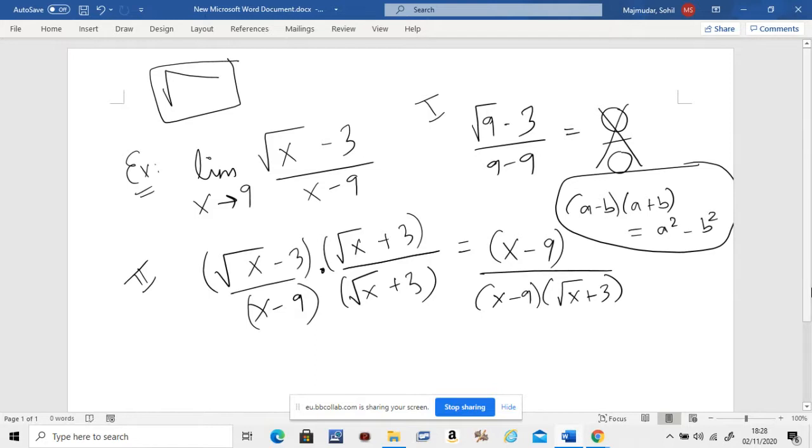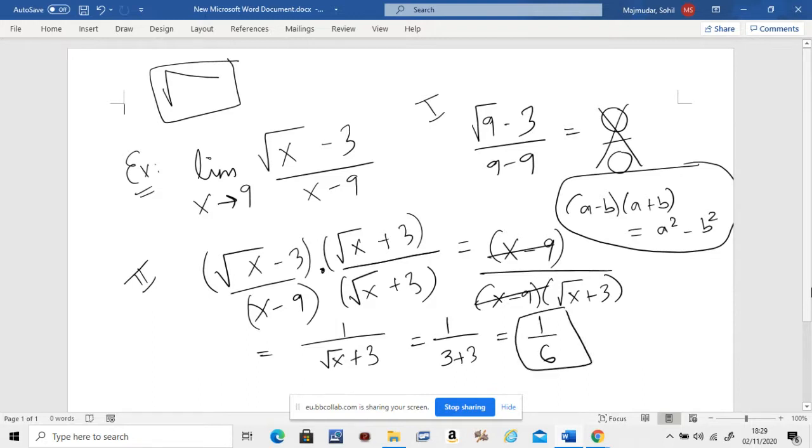Now, why do we keep it as it is? To check, does anything cancel out? This and this cancels. So you're left with 1 over square root of x plus 3. And then in place of x, you plug in 9. So you should get 1 over 3 plus 3. The square root of 9 is 3, which will give you 1 over 6. So the answer to this problem is 1 over 6, not 0 over 0. It's 1 over 6.